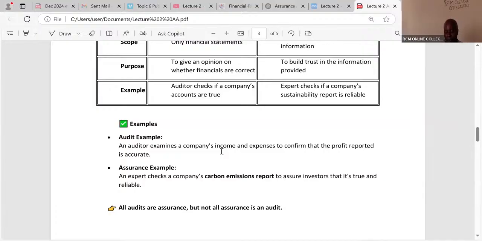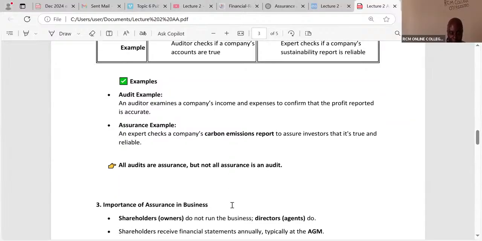I'll explain that later on. And the audit we are doing, this in-depth examination, is being done by an independent auditor, an independent practitioner. Assurance can be about anything. Like an expert checks a company's carbon emissions report to give confidence to investors that it is true and reliable. So all audits are assurance, but not all assurances are audits. We'll understand this even more as we progress.